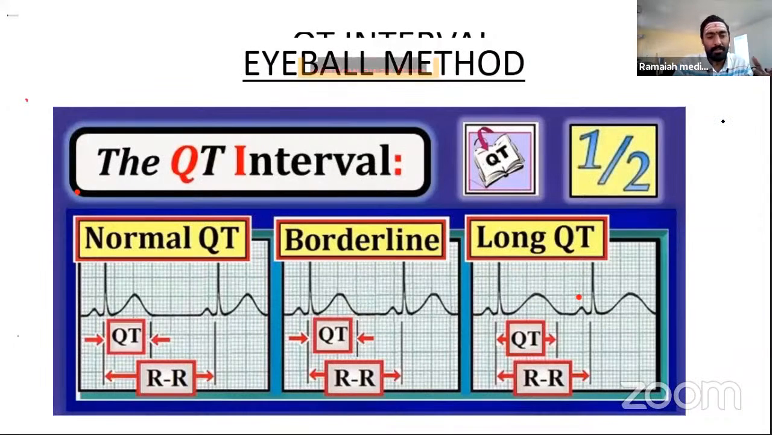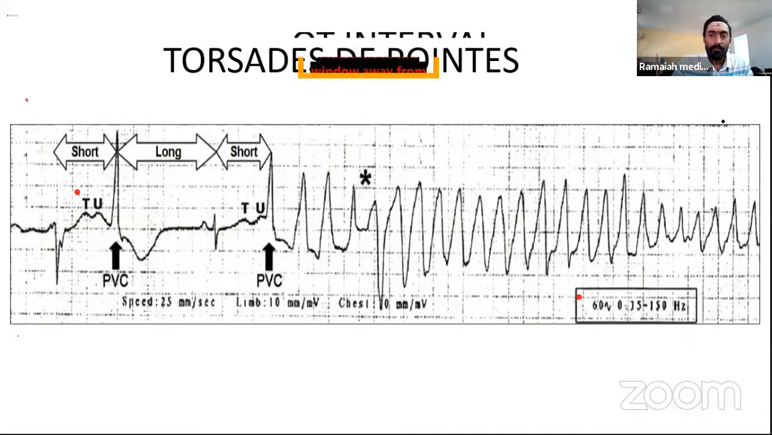And why are we so fussy about this QT? Why should it be long? Why should it be short? Especially in these times of COVID, we have drugs like azithromycin that prolong the QT, along with HCQ again.